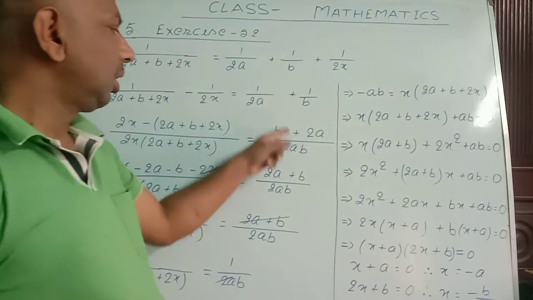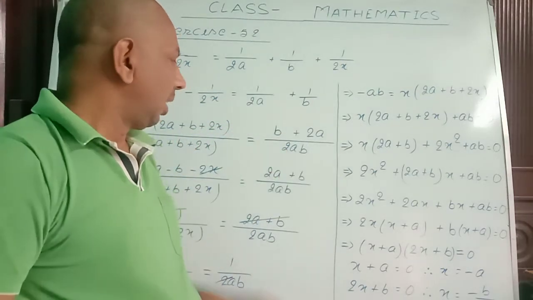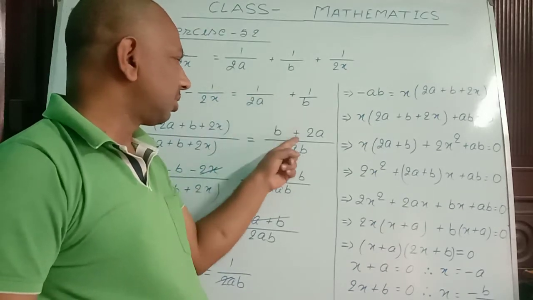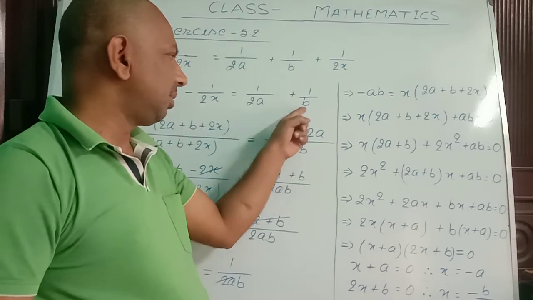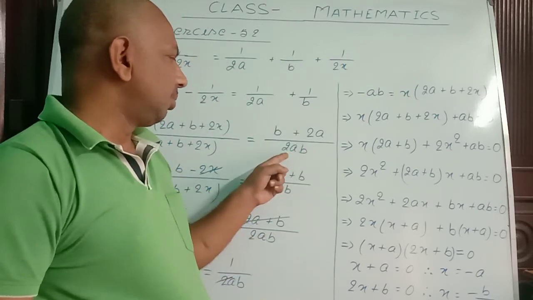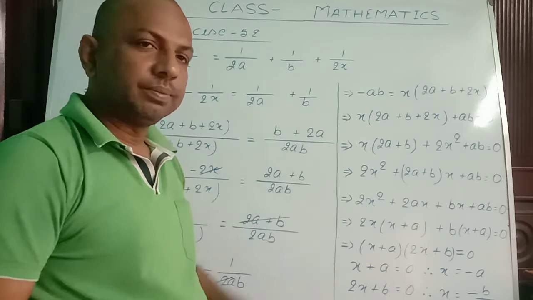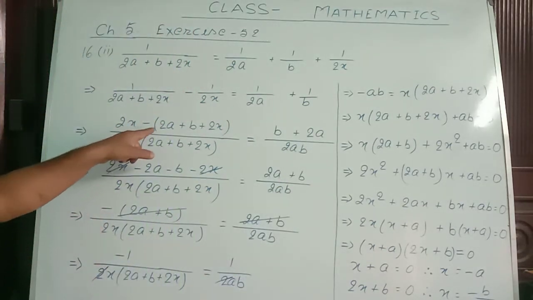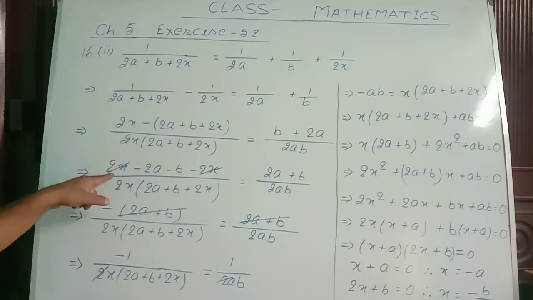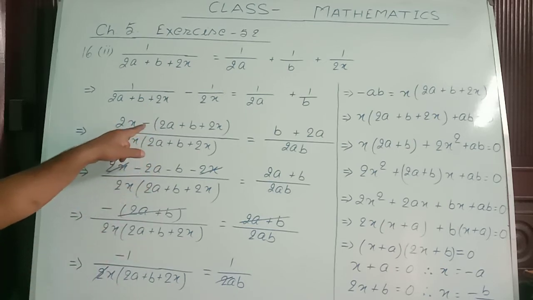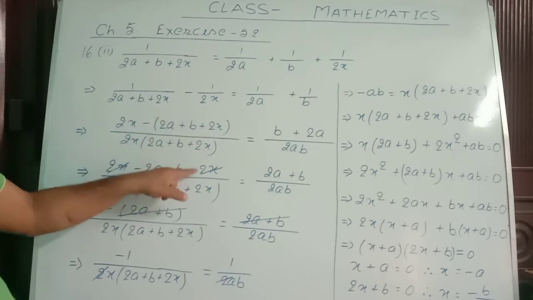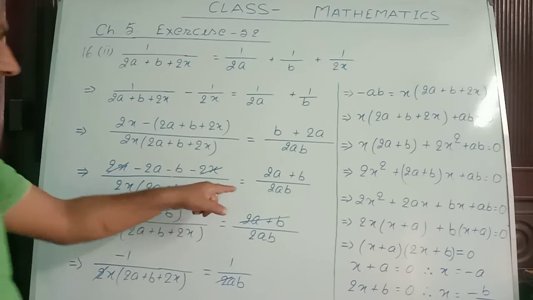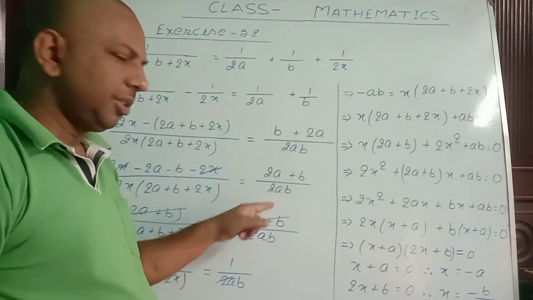This side also the LCM is 2ab. I divided this LCM by the denominator 2a. I got b into 1, b. I divided this LCM by denominator b. So 2a is left, 2a into 1, 2a. Now I have omitted this bracket. 2x minus 2a minus b minus 2x by 2x into 2a plus b plus 2x equal to 2a plus b by 2ab.